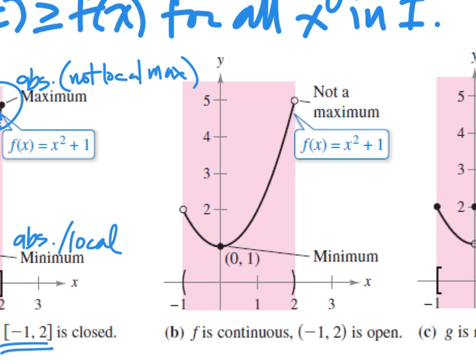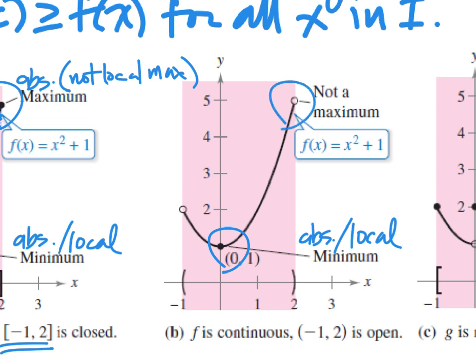All right, now look at this one. I'm showing you the weird graphs. This is on an open interval, -1 to 2. See how it has two open circles? That means it's an open interval. This one is a minimum, and we can pretty much say this is an absolute minimum or local minimum. Both of them are okay. This one is not a maximum.